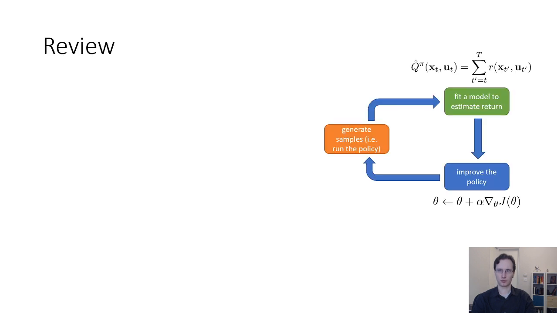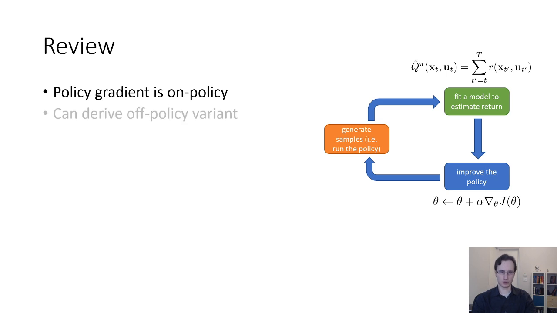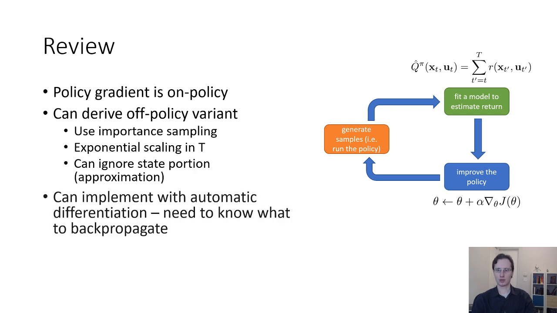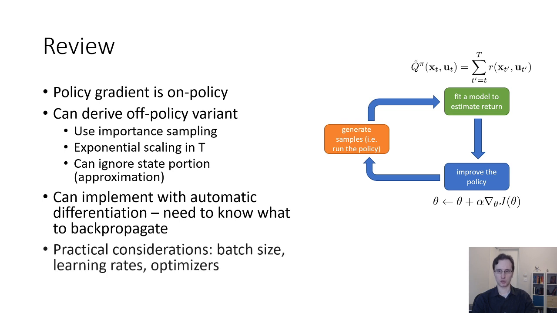So just to review, we talked about how the policy gradient is on-policy, how we can derive an off-policy variant using importance sampling, which unfortunately has exponential scaling in the time horizon, but we can ignore the state portion, which gives us an approximation. We talked about how we can implement policy gradients with automatic differentiation, and the key to doing that is setting it up so that autodiff backpropagates things for us properly by using the pseudo loss. And we talked about some practical considerations: batch size, learning rates, and optimizers.